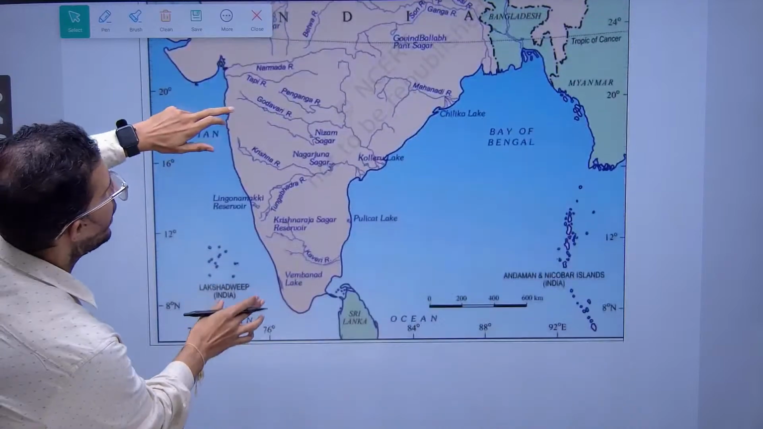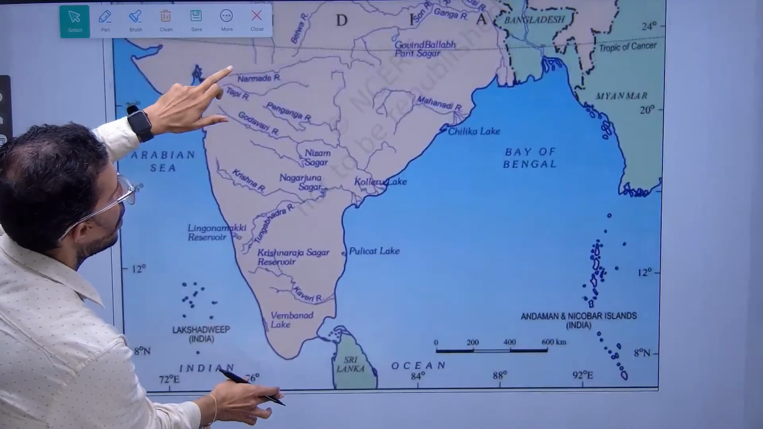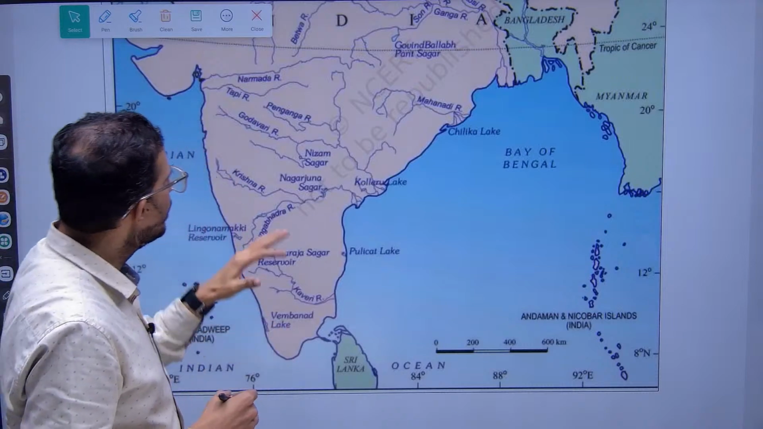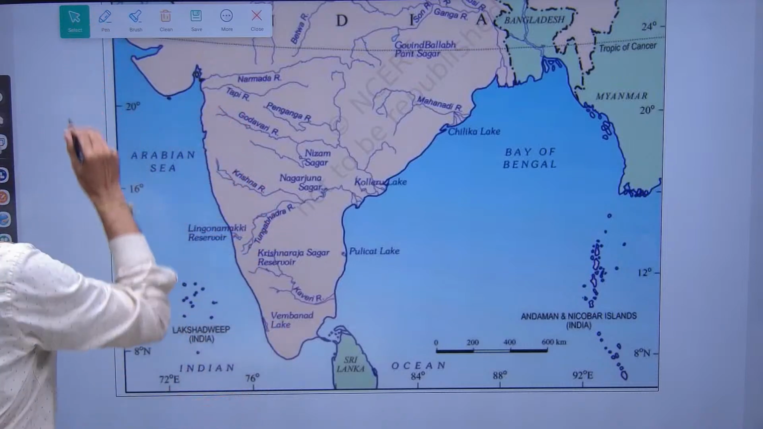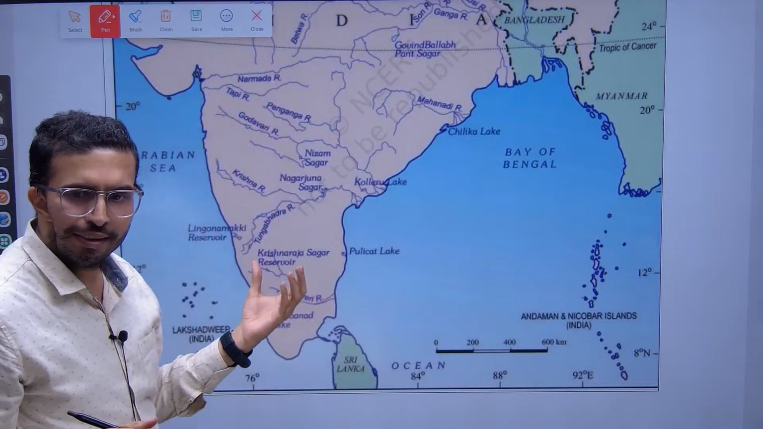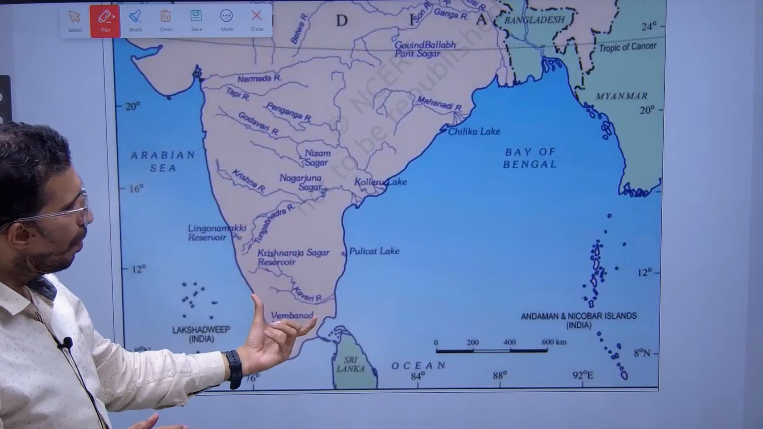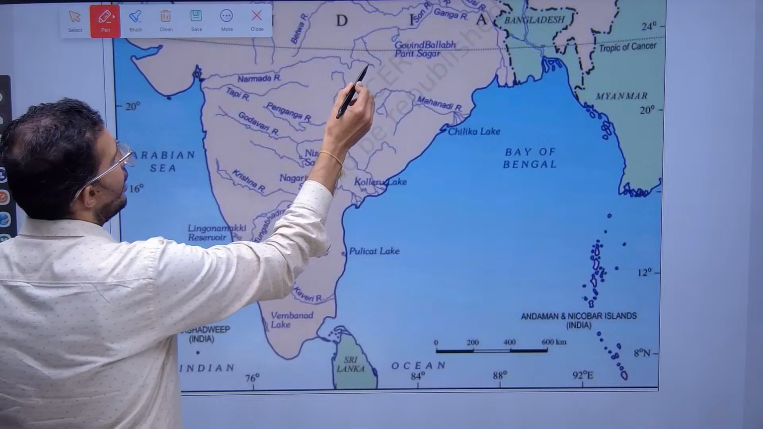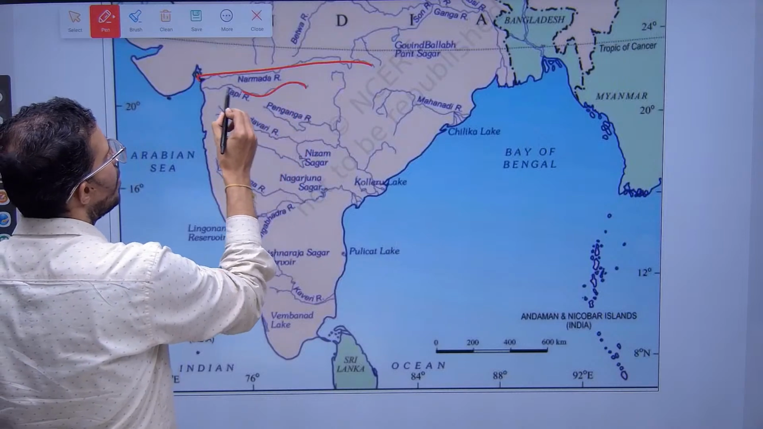Then focus on the southern half of India. Here we are comprehensively seeing the Himalayan river system and the Peninsular river system at a glance. If you observe, this one is the Narmada, this one is the Tapi.